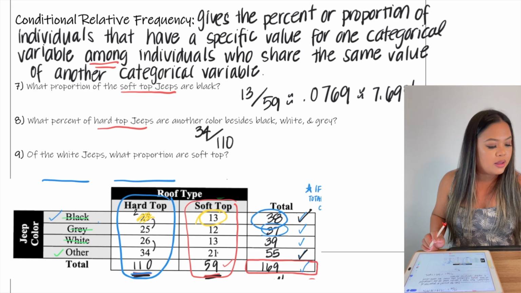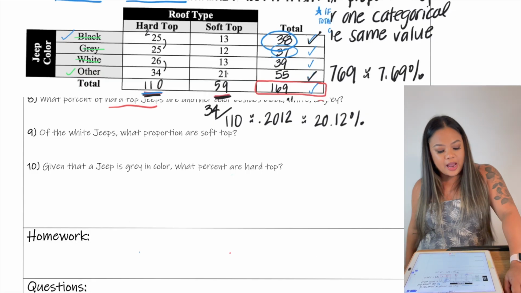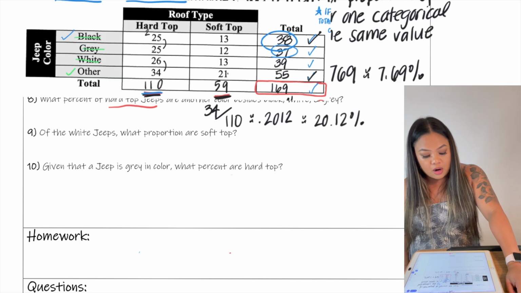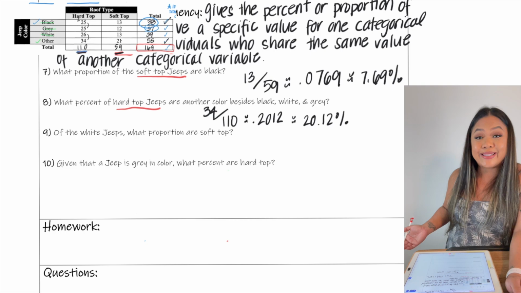Okay, divide that. 34 divided by 110, which is going to be 0.3091 after rounding to the fourth spot. And that is going to be 30.91% in percentage. Okay, number 9. These are worded a little differently because I want you to have examples of how you might see these asked.